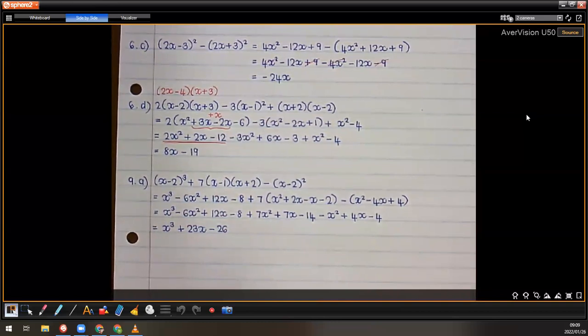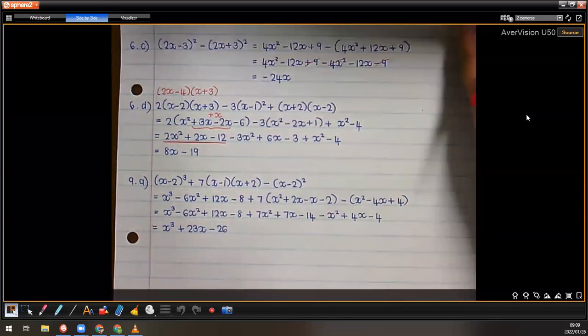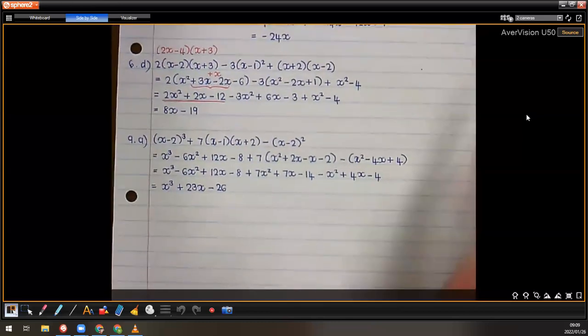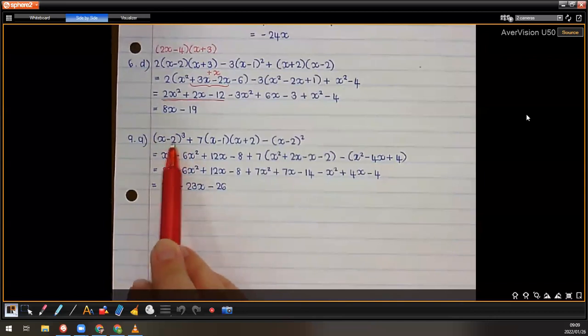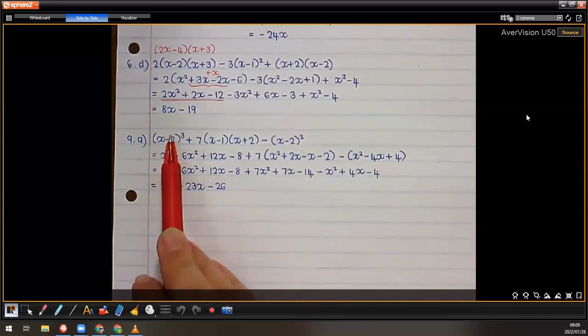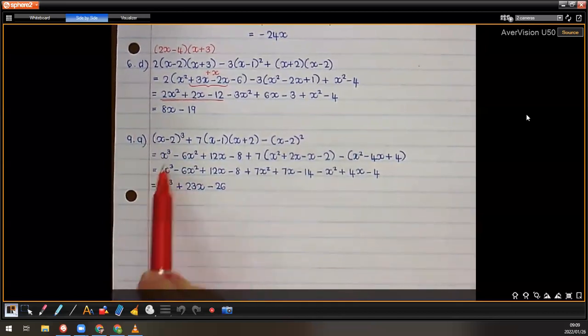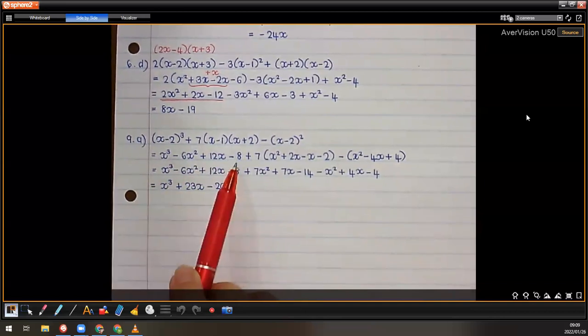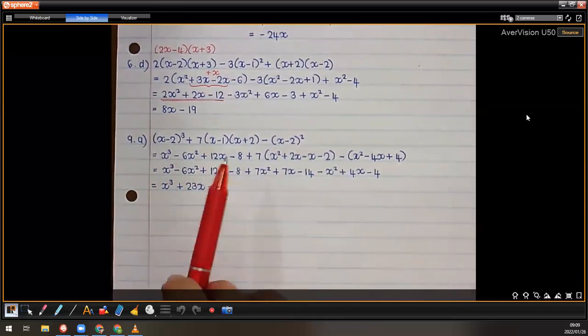Okay, then for 9a, this was the first one, and the only one actually, where we had a binomial cube. Again, you could have done the 3 brackets and multiplied it out the long way. There's nothing wrong with that. Or you could have done that shortcut that we practiced yesterday. So let's just quickly go over that again one last time.